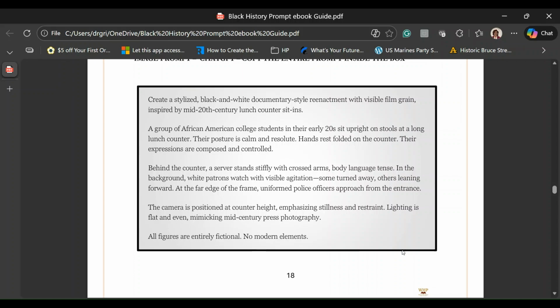As you can see on the screen, there are elements of both in the 1950s lunch counter sit-in prompt. When you talk about the people-based prompt, there are elements showing their posture is calm and resolute, hands rested and folded on the counter. The server stands stiffly with her arms crossed, body language tense. Those are all the physicalities of a person.